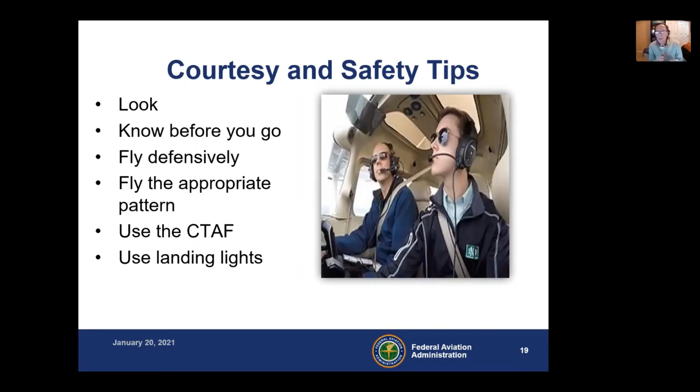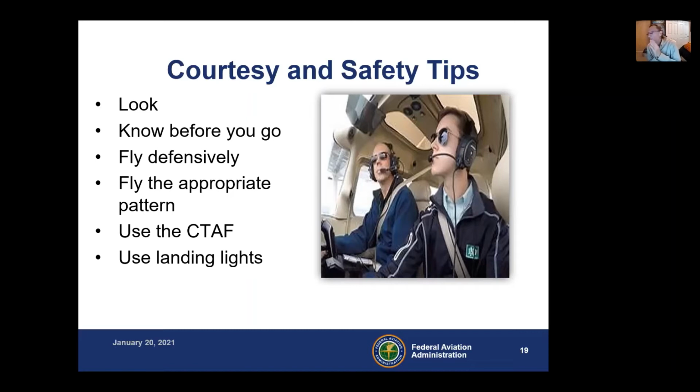So, courtesy and safety tips. Look, know before you go. Fly defensively. Don't fly an airplane like, I hate to say it, like we drive cars. Fly the appropriate pattern, use CTAF, and use landing lights. Jim Hughes said he's got these nice new lights. Use those things.